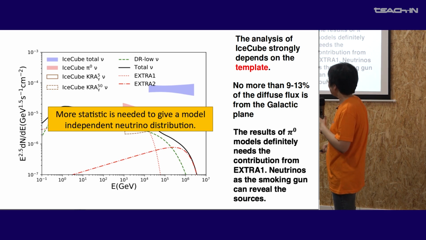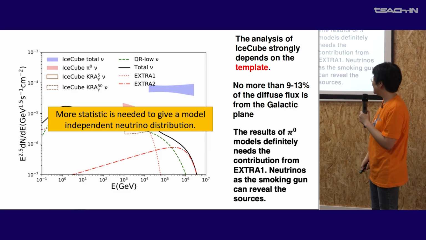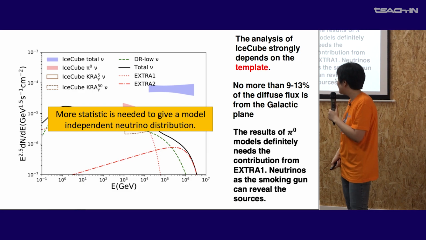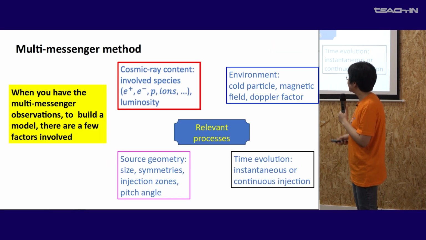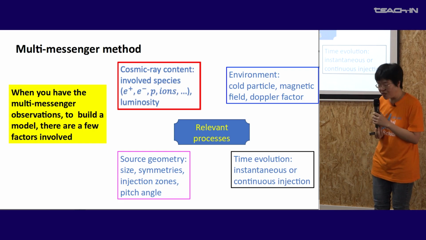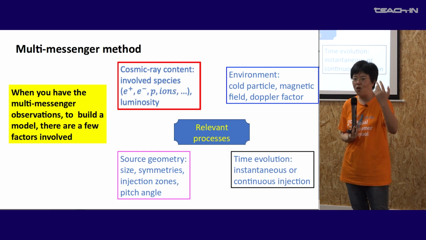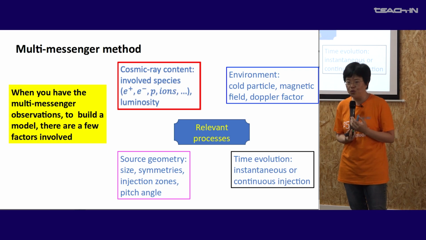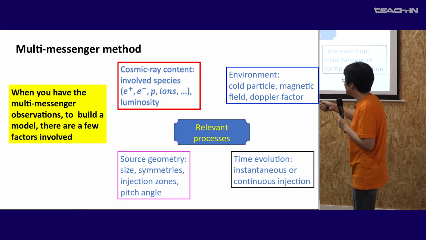Okay. So yeah, more statistics is needed to give a model-independent neutrino distribution. Okay, and that's for the source population study. If we want to study a source, what should we do? There are a few inputs. Actually, it's not that difficult to do.